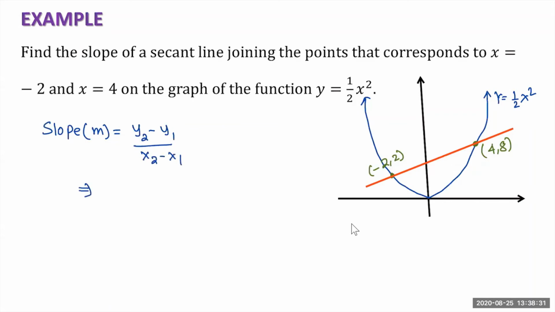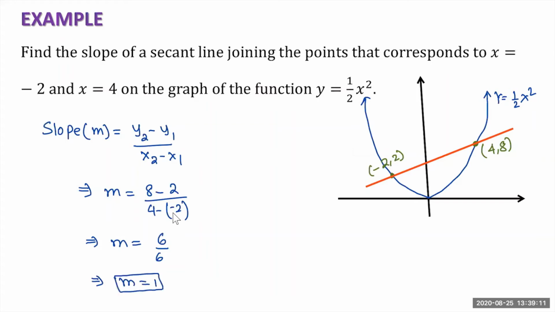So your slope is equal to y2 minus y1, where y2 is 8 and y1 is 2. So it is 8 minus 2, divided by the change in x, 4 minus negative 2. So m equals 8 minus 2, which is 6. In the denominator, 4 minus a negative 2, minus a negative is plus, so that is 4 plus 2, which is 6. That means the slope of the secant line is m equal to 1.